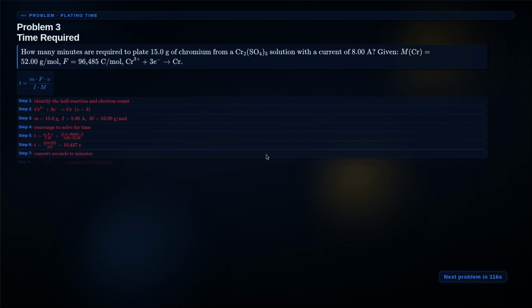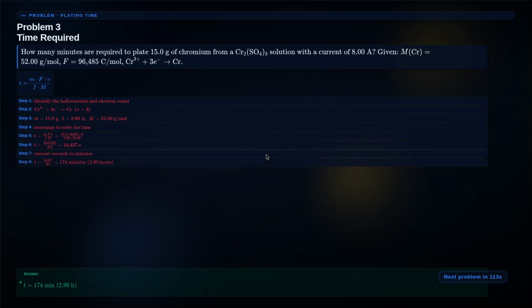Problem 3. How many minutes are required to plate 15 grams of chromium from a chromium 3 sulfate solution with a current of 8 amperes? The molar mass of chromium is 52 grams per mole. Step 1. The half reaction is Cr3+ plus 3 electrons yields chromium metal. The number of electrons is 3. Mass is 15 grams. Current is 8 amperes.